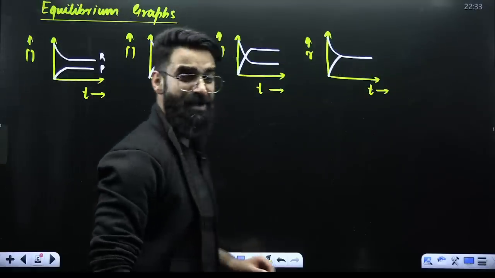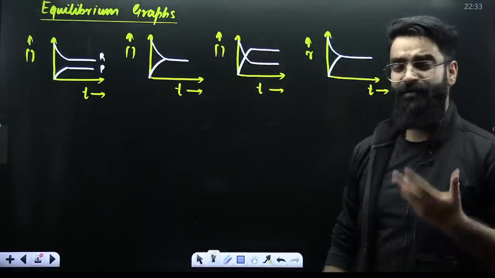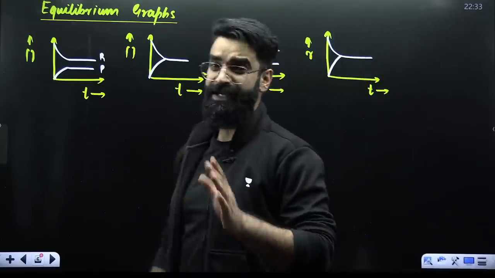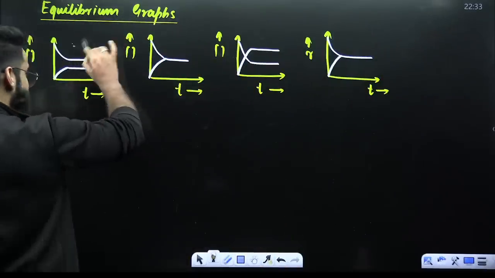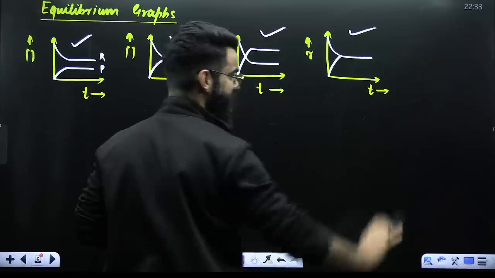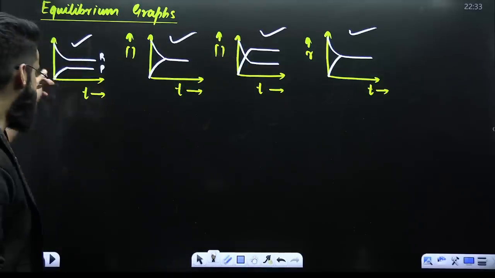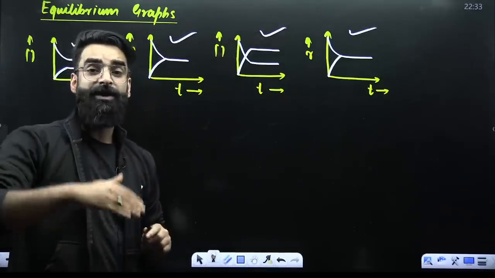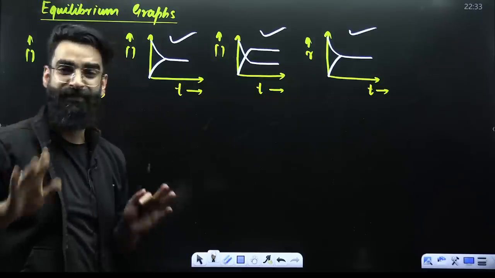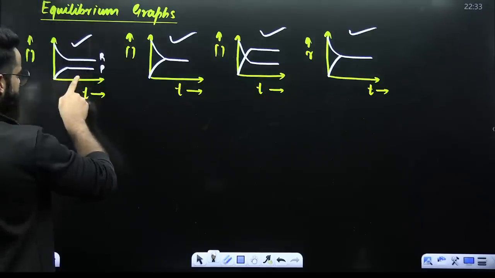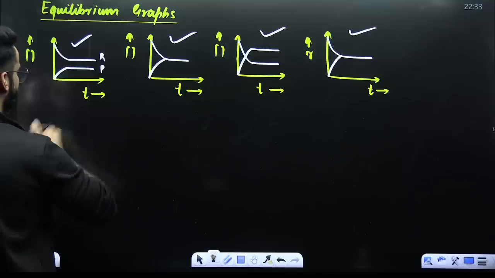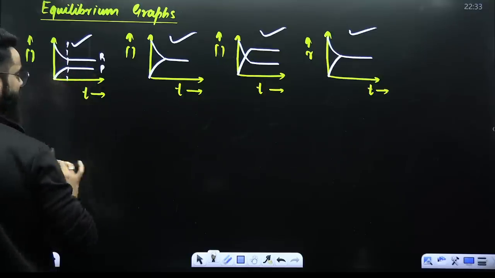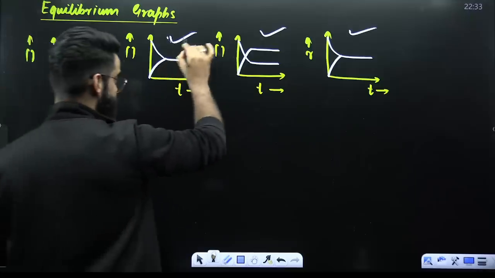My dear students, there can be questions asked related to graphs. Which of the following graphs correctly represent equilibrium? My dear students, these are the only graphs which correctly represent equilibrium. Perfect. Concentration versus time. When you define equilibrium, we say at equilibrium, the concentration of reactants and products become fixed. Here, this particular graph is showing that the concentration of reactant and product is becoming fixed after some time, right? So it is representing equilibrium. Even this is representing equilibrium.